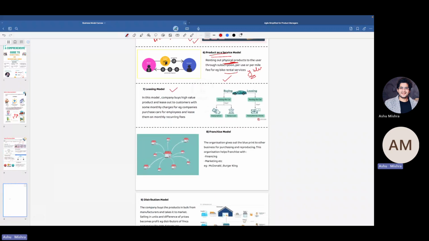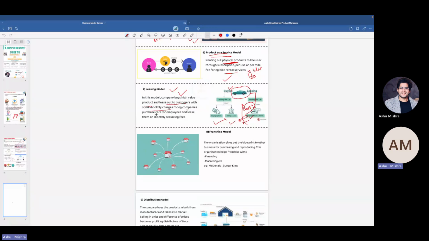Now, the seventh is the leasing model, guys. What is a leasing model? So what companies do is they purchase a very high value good, for example, a car in this case, right? And they lease it out to employees. And then these employees give a monthly fee for this car. And it is a win-win situation both for employees as well as for the company, and hence it is called the leasing model. If you see the definition, in this model, the company buys a high value product and leases it out to the customer with some monthly charges.